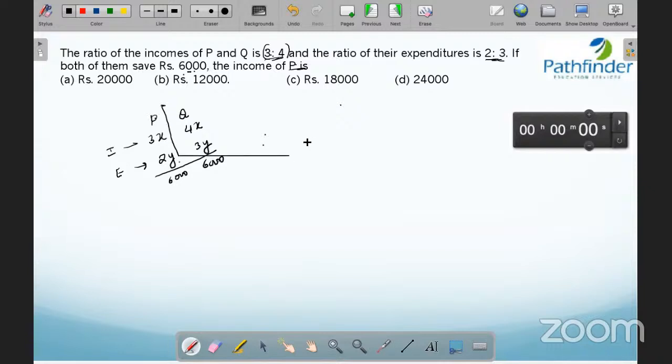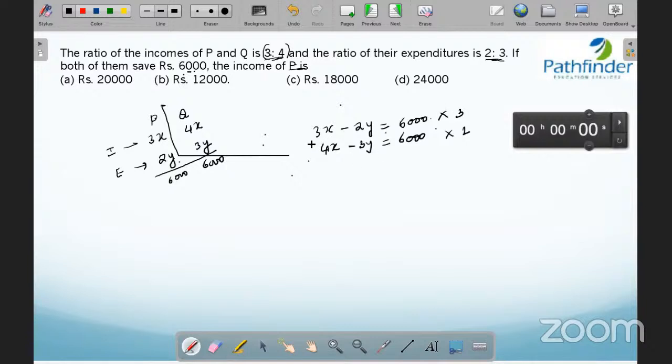For P, income minus expenditure, that is 3x minus 2y is equal to 6,000, and 4x minus 3y is equal to 6,000. You can actually solve such questions orally on your own. How? You multiply this by 3, you multiply this by 2, and the y cancels out.